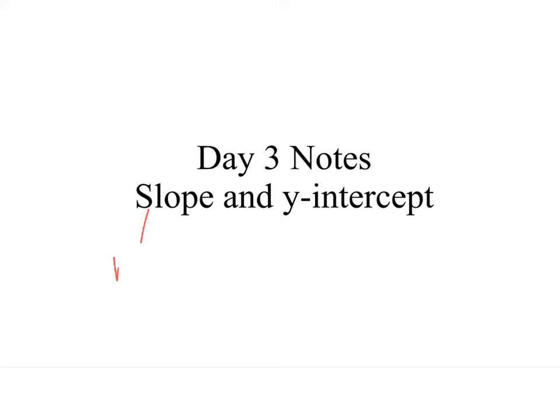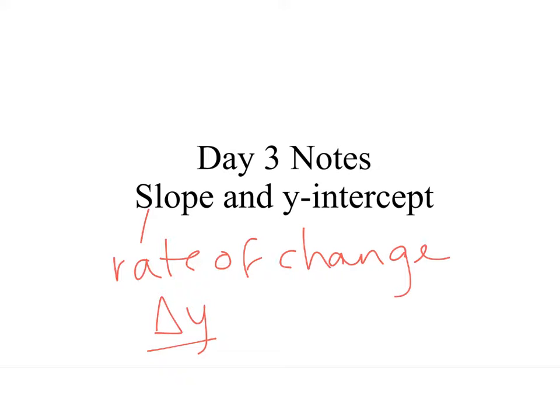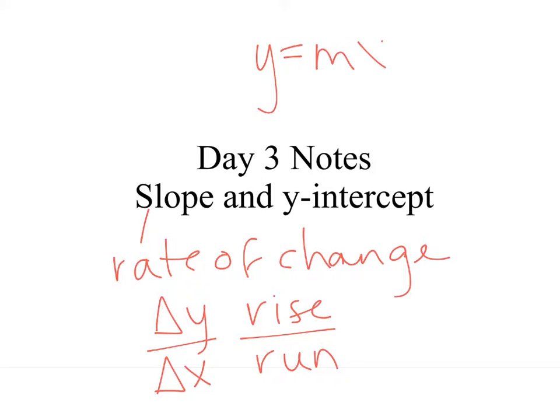Slope, remember, that one is our rate of change, so make sure that's in your notes. It's your change in y over the change in x. Sometimes we also call that our rise over our run, and we're going to use that today when we're looking at some graphs. It's how steep a line is, and in our y equals mx plus b, slope is the m.